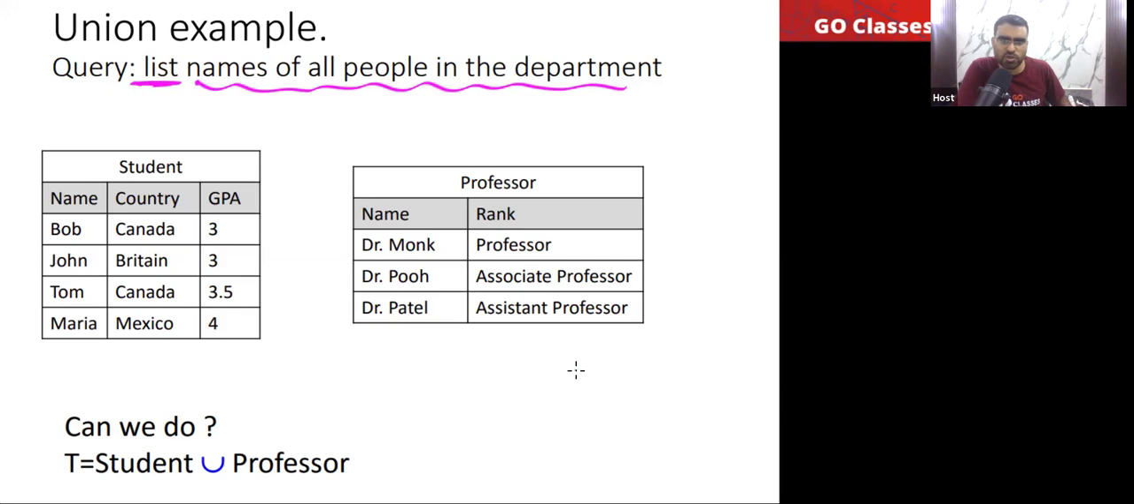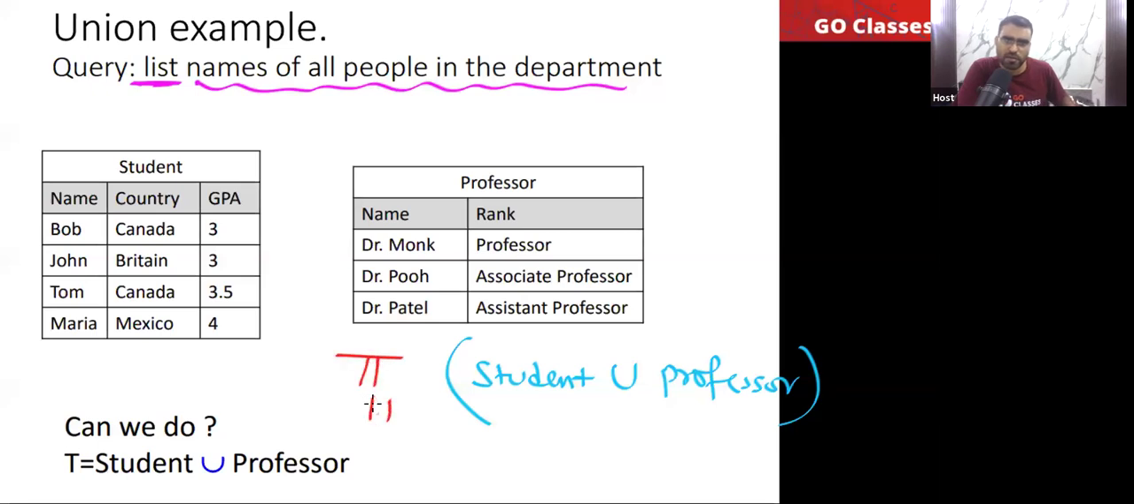So tell me, can I write this query that first I take the union of student and professor? First I take their union and then I project name. Is this query correct? Please tell me. Did you understand? I want names of all people in the department. I want these names, all these names. Then can I do this? First I do their union, then I project name.